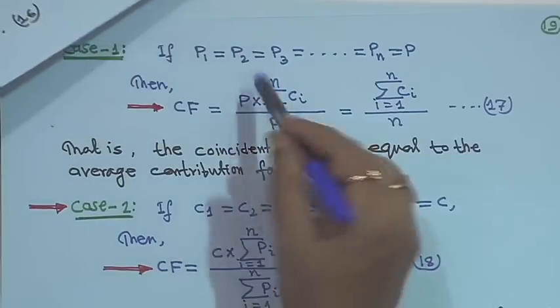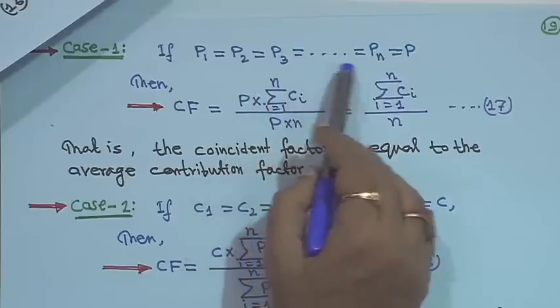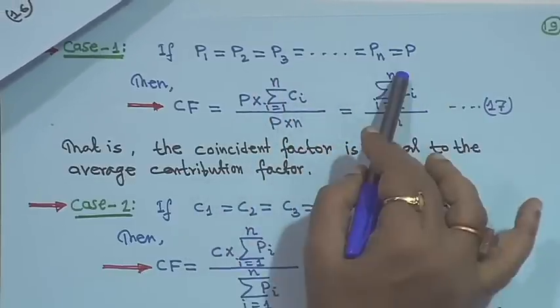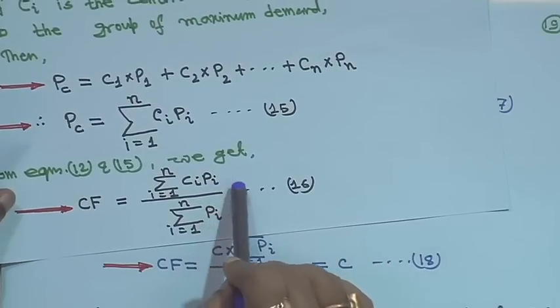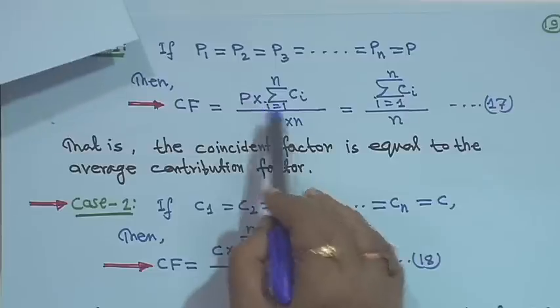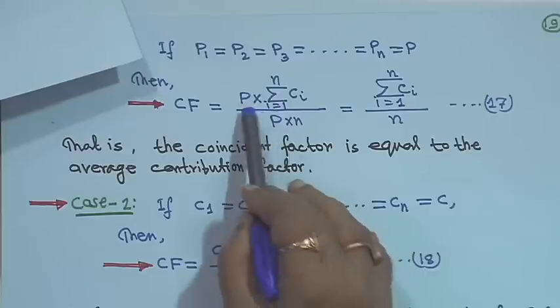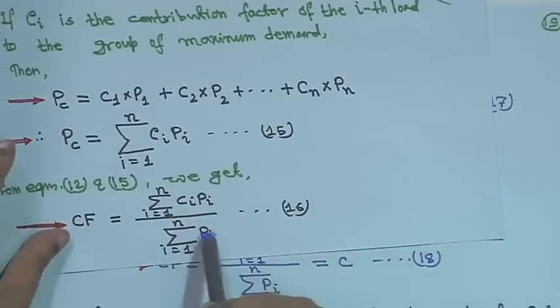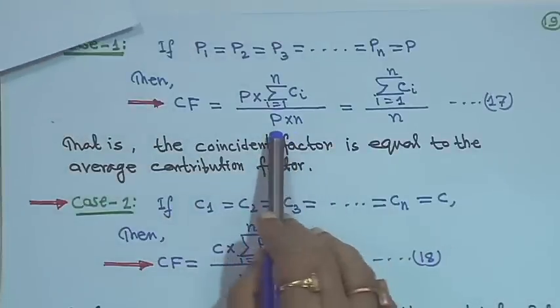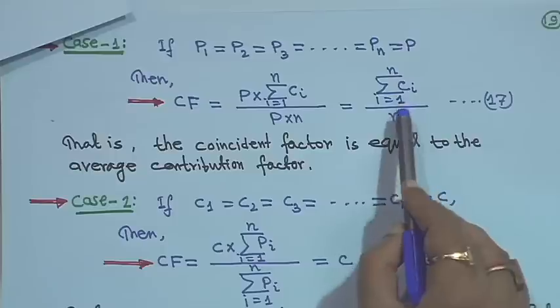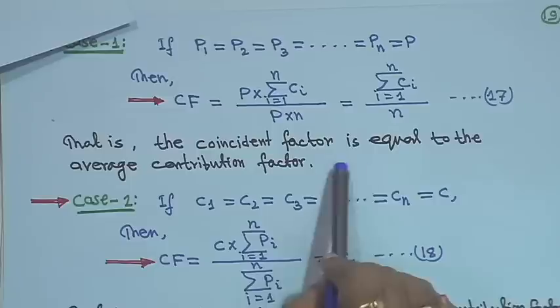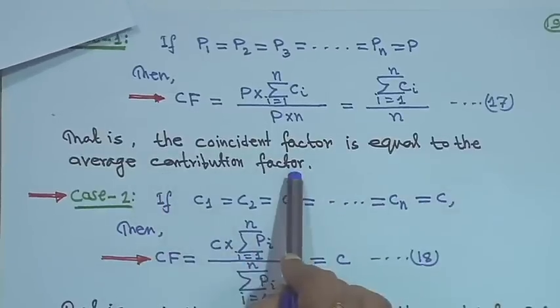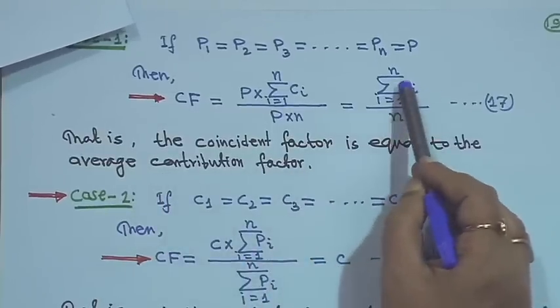Now, consider case 1: if P1 is equal to P2 is equal to P3 up to Pn is equal to P, say all are equal, right. Then Cf will be P into sigma i equals 1 to n Ci, and in the denominator all are P, so the sum is P plus P up to the nth term, which is n into P. P will be cancelled, so Cf will be sigma i equals 1 to n Ci, divided by n. The coincident factor in this case is equal to the average contribution factor. The average means the sum of all divided by n.